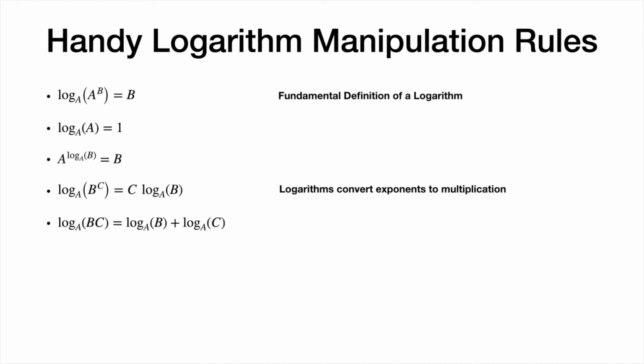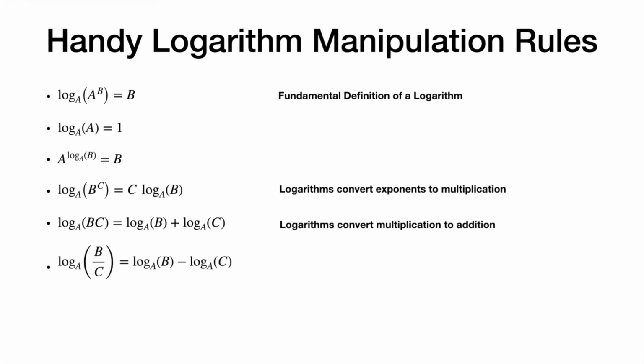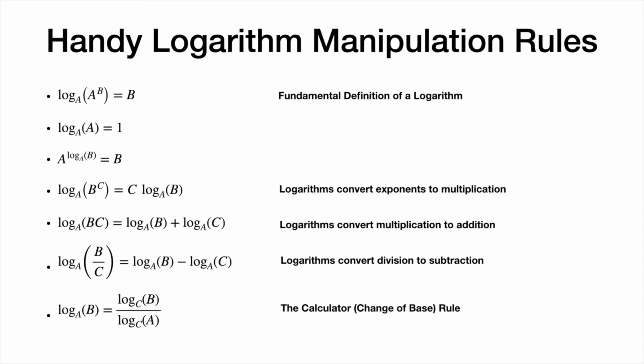Another one is that logarithms convert multiplication to addition. So if I have log base A of B times C, that's equal to log base A of B plus log base A of C. Then there's logarithms convert division to subtraction. So log base A of B over C is equal to log base A of B minus log base A of C.